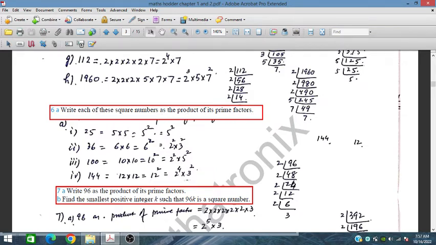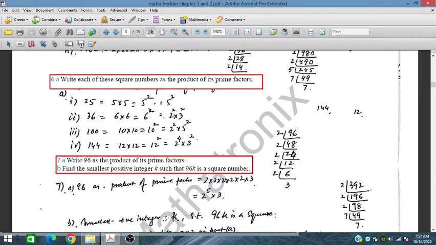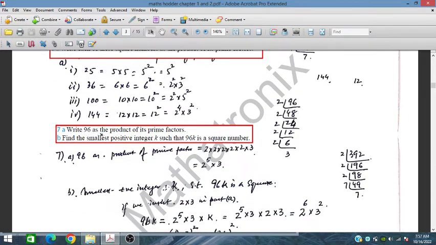So we have written down here, 25 is 5 square, 36 is 2 square into 3 square, 100 is 2 square into 5 square, for 144, 2 power 4 into 3 power 2. Similarly, write down 96 as a product of its prime factors. So 96 as a product of prime factors is written as 2 power 5 into 3.